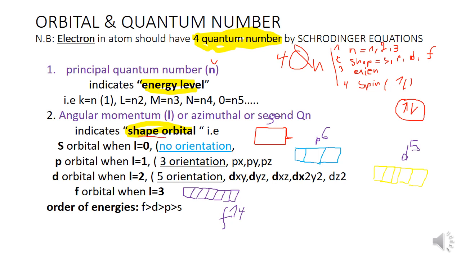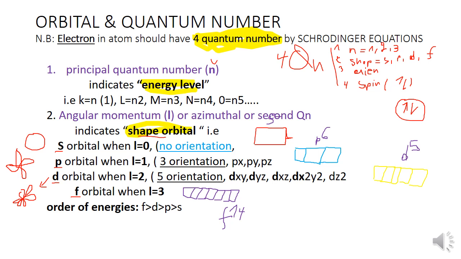In shape we have S, P, D, and F. In S, the shape is like this. In P, the shape is like this. For D, the shape is like this. This is the shape. For F, it is complicated.